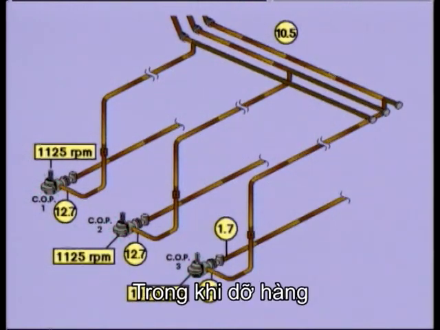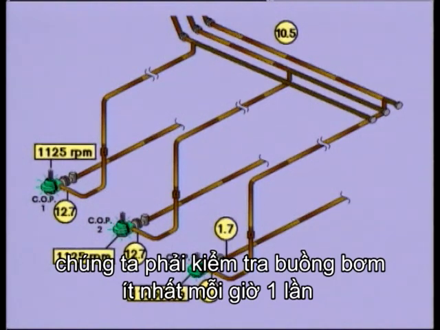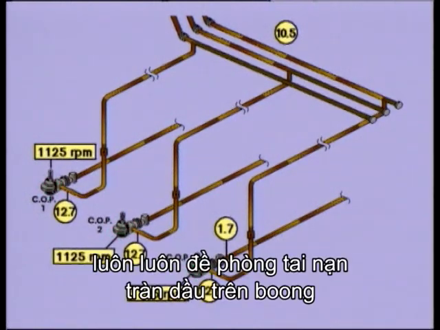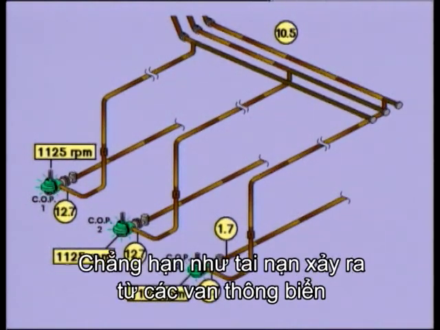During the discharge, the pump room should be inspected at least once every hour. Make sure no personnel enters the pump room without the knowledge of the responsible officer. Always be on your guard against accidental overboard discharge, for example through sea chest valves.